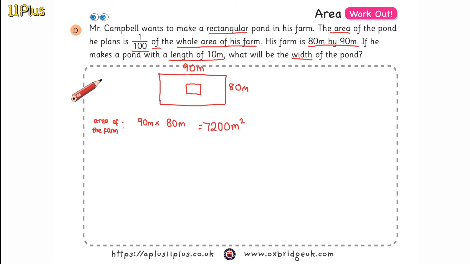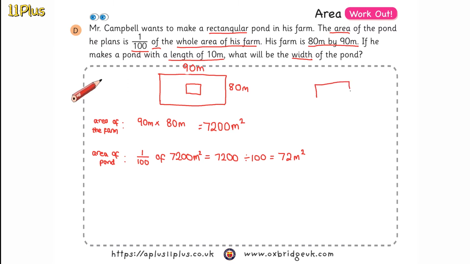To calculate the area of the pond, we know it's going to be 1/100th of the whole area of his farm. To find out the area of the pond, we're going to have to do 1/100th of 7,200 meters squared. To do this calculation here, we're going to have to do 7,200 divided by 100. We could multiply by 1, but that's not going to make a difference to our answer. That's going to give us 72 meters squared. That's going to be the area of our pond here.